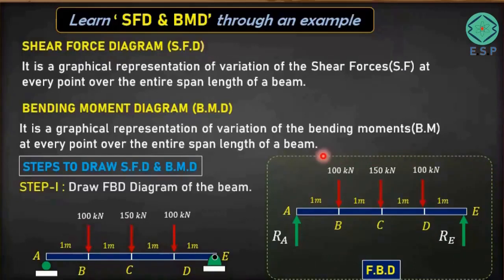What we have done in the free body diagram is make the beam free from all its supports, and at the support points we have given the support reactions. So we have support reaction RA at point A and support reaction RE at point E. So this is the first step, draw the free body diagram. Now let's understand the second step to draw the shear force diagram.